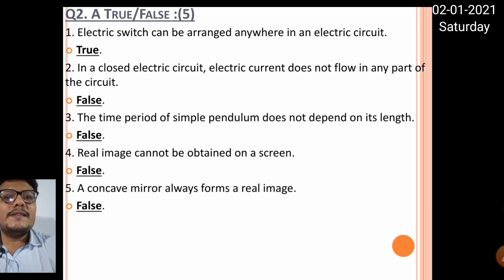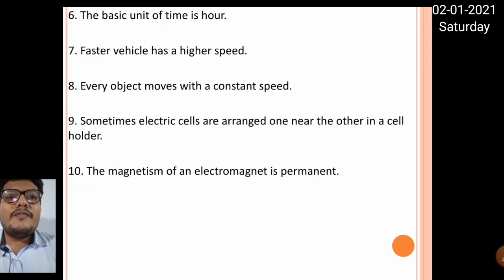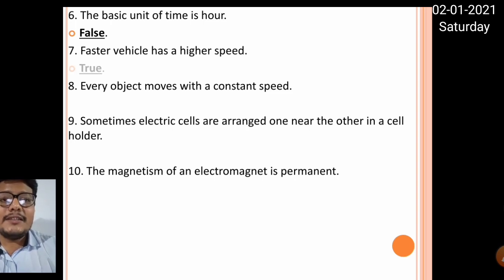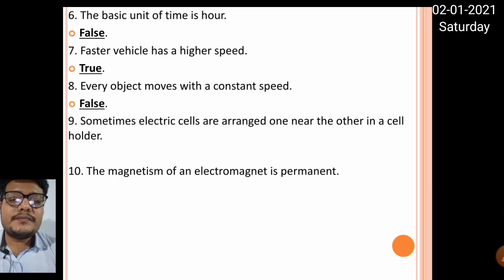Right, let's see number 6. The basic unit of time is hour. The basic unit of time we are using is second, right? So that is false. Next one, a faster vehicle has a higher speed. Yes, faster means it covers more distance in the same time, right? So faster means there is a high speed, correct? Let's go here. Number 8, every object moves with constant speed. So it is false. Every object in your surroundings doesn't move with constant speed. So this statement is false.